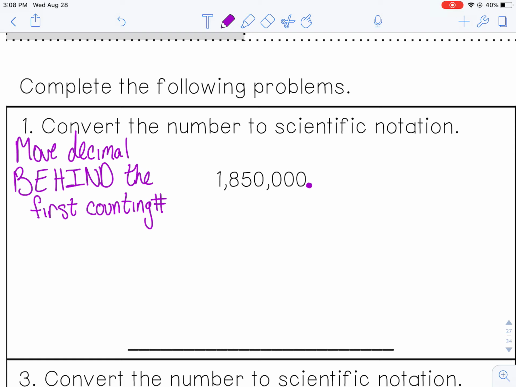So I'm going to make a few dots. You don't need to make them. If I move the decimal one spot, I still have a ton of numbers before it. If I move it 2 spots, I still have a ton of numbers before it. If I move it 3 spots, there's still a ton of numbers. 4 spots, 5 spots. Goodness gracious, 5 spots, 6 spots. It takes us 6 jumps to move that decimal behind the first counting number.